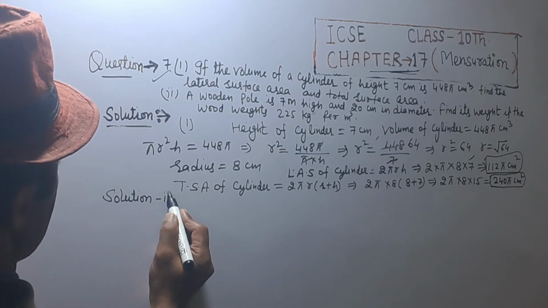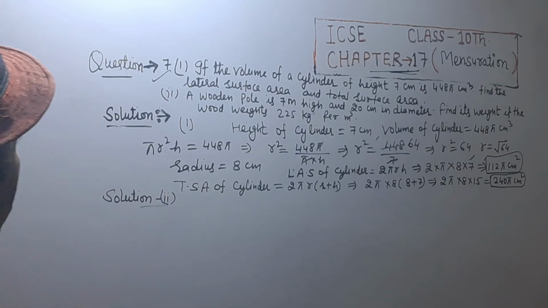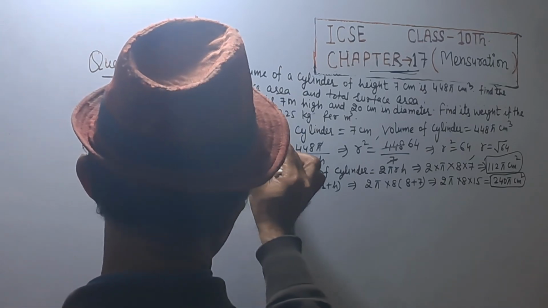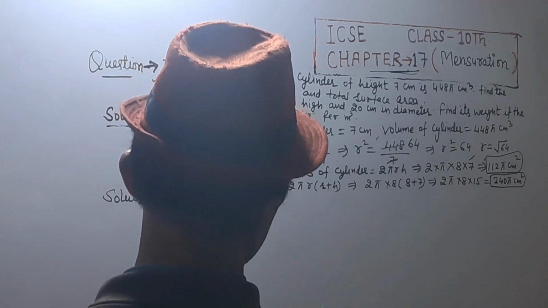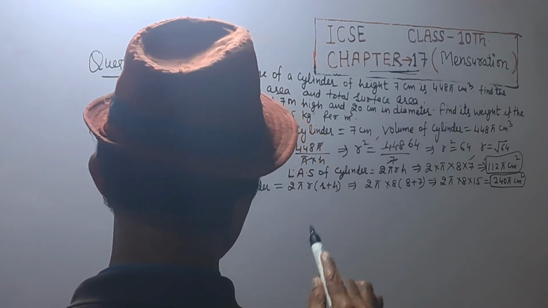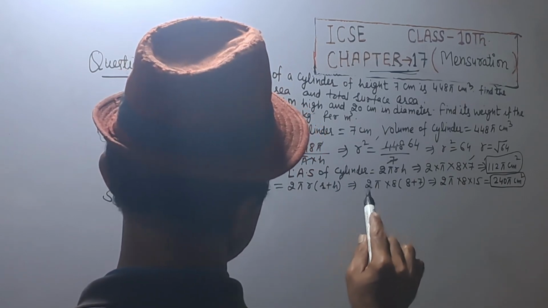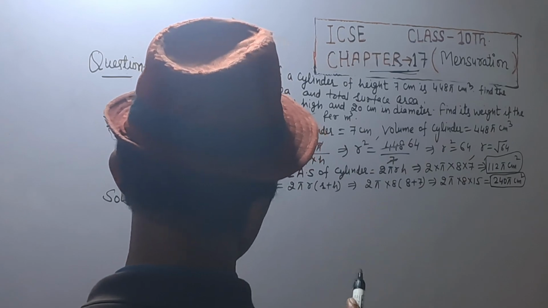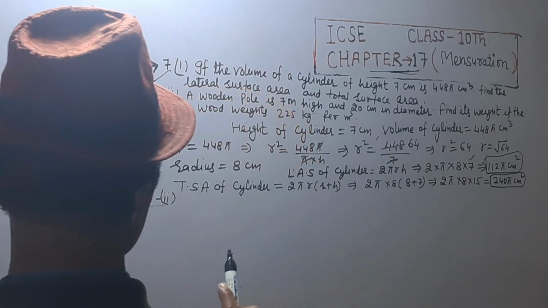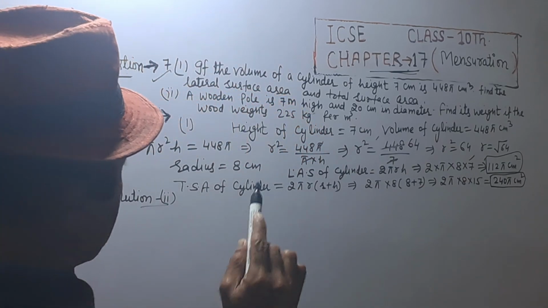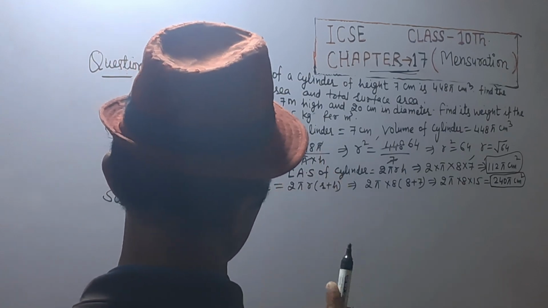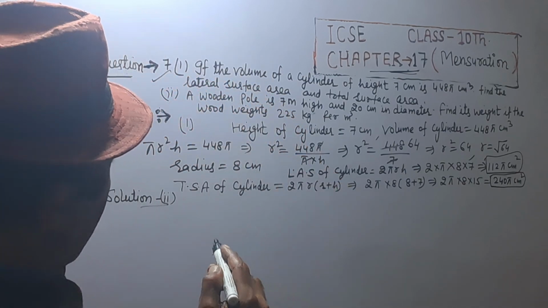And solution of second part. A wooden pole is 7 meter high and 20 centimeter in diameter. Find its weight of wood. Weight 225 kg per meter cube.